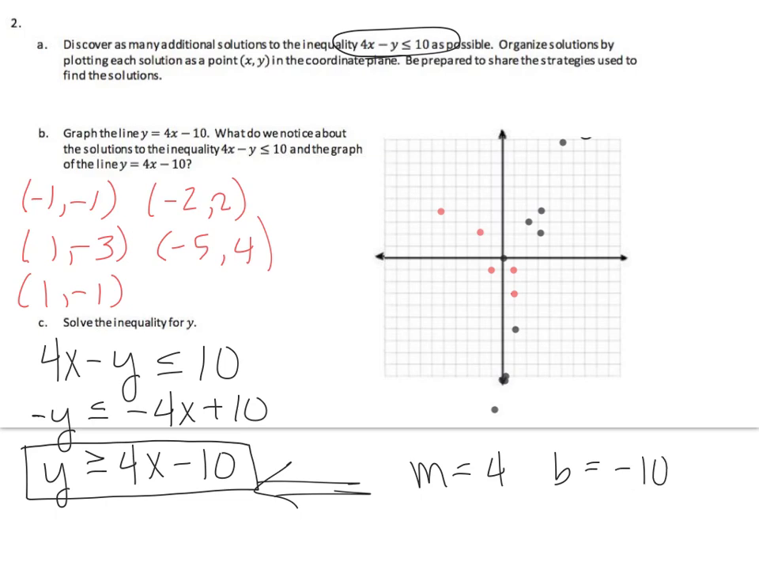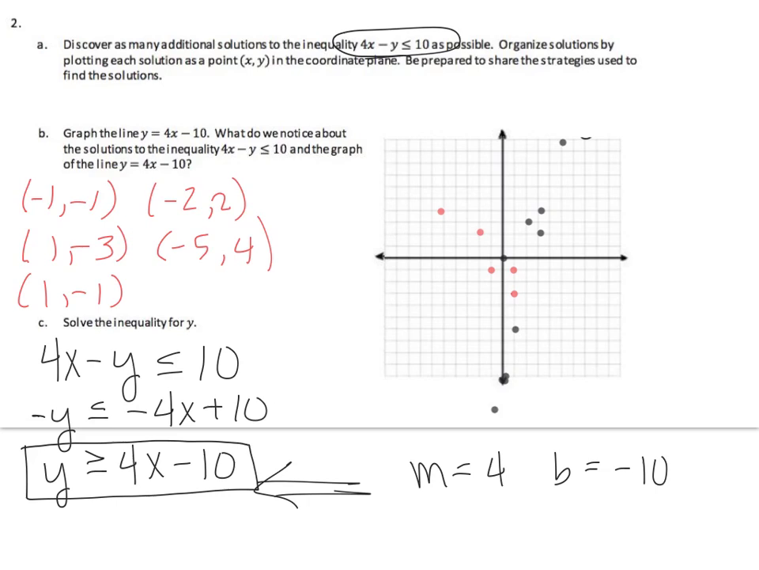All right, the next thing in your packet, which is part D, says, complete the following sentence. If an ordered pair is a solution to 4x minus y is less than or equal to 10, then it will be located on, above, or to the left of the line y equals 4x minus 10. Explain how you arrived at your conclusion.